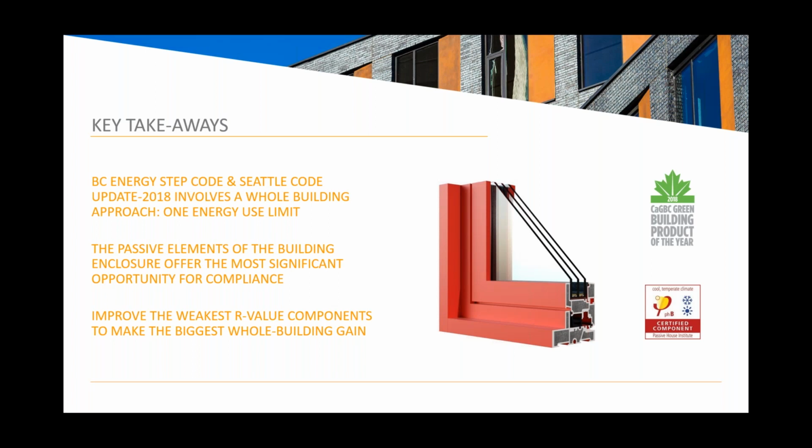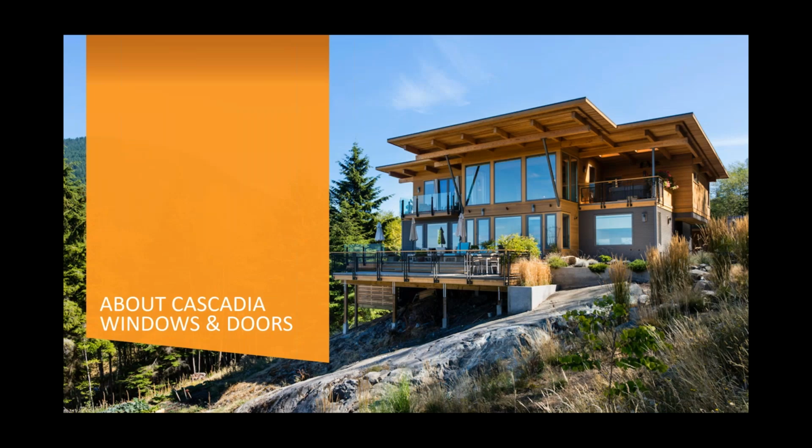So some key takeaways as we wrap up here. The BC Energy Step Code and Seattle Code update in 2018 involves a whole building approach, so a one energy use limit for that building. The passive elements of the building enclosure offer the most significant opportunity for compliance. So that's windows and doors and insulation versus active components like mechanical systems, etc. And by improving the weakest link, the weakest R value makes the biggest whole building gain. And we saw that when we used the calculator.